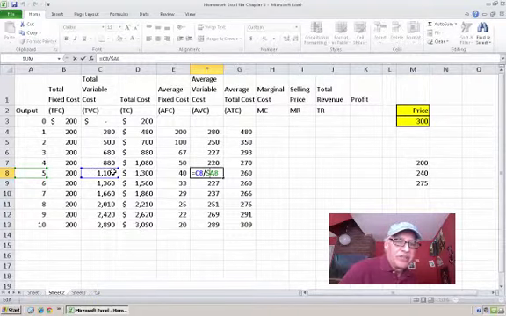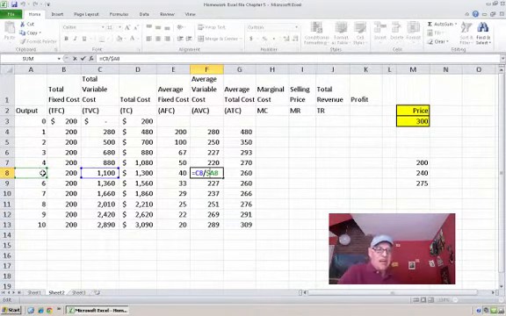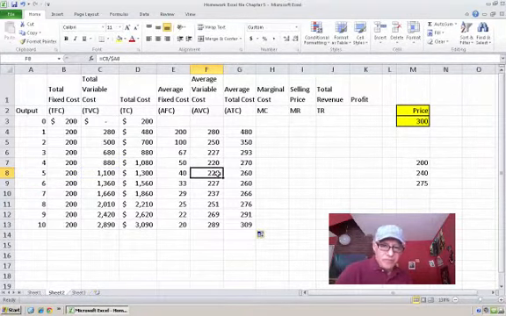1,100, right, which is the total variable cost, divided by the 5 output. So when I'm making 5 output, my total variable cost is 1,100. To find the average for each unit of output, I take the total variable cost divided by the 5. And it comes out to 220.